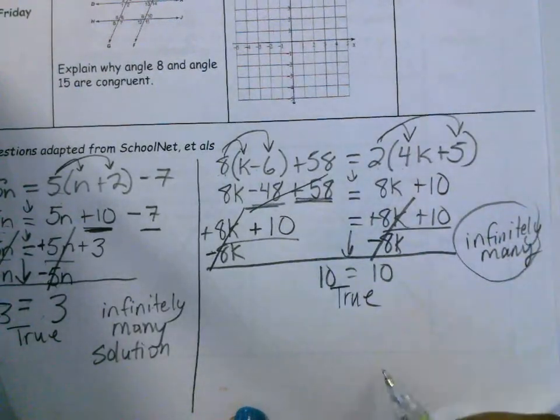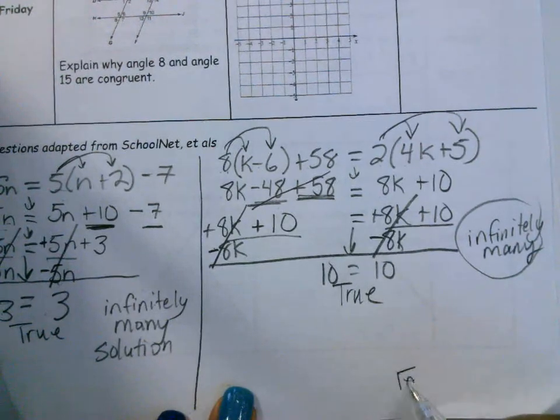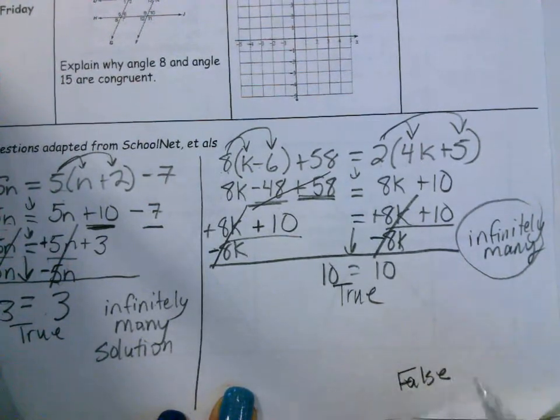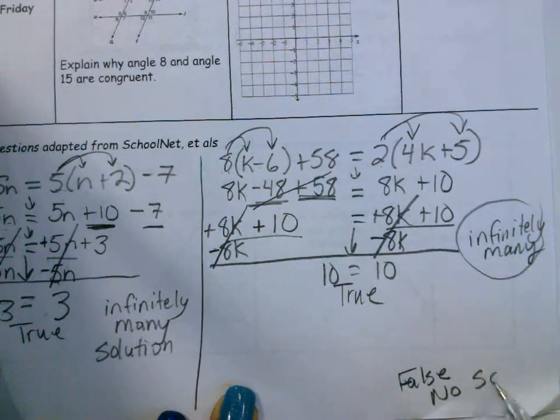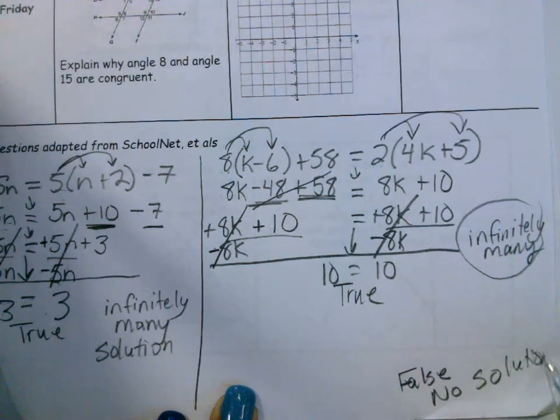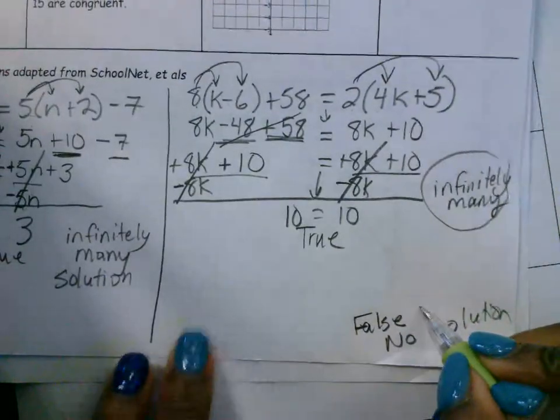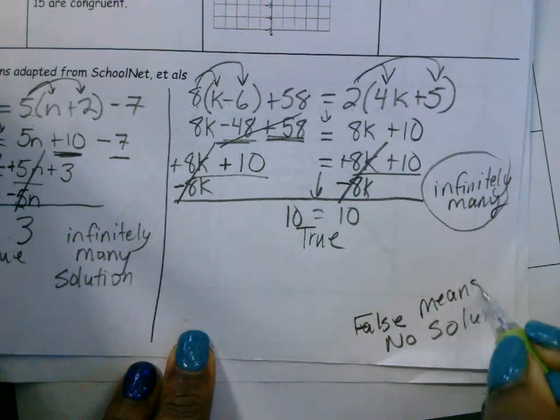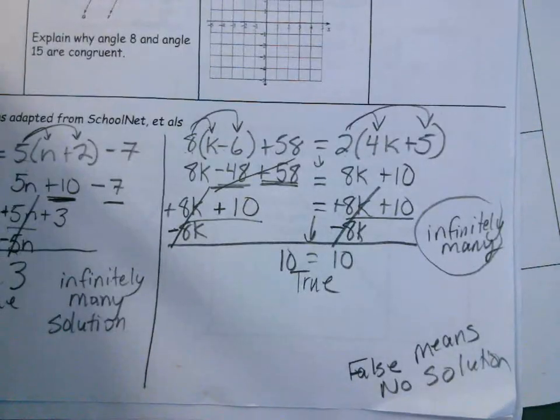What happens, Ms. Reyes, when it's false? If it's false and both sides are not equal, then that means it's a no solution. False means no solution. Pause for the cause to give us a chance to write.